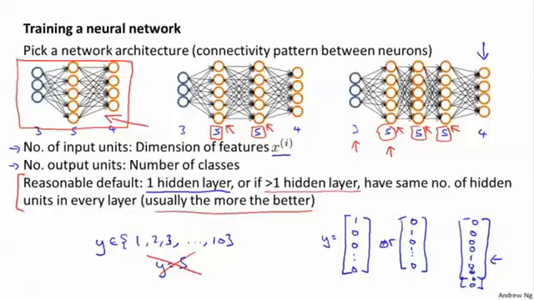But in a later set of videos where I'll talk specifically about advice for how to apply learning algorithms, I'll actually say a lot more about how to choose a neural network architecture. I actually have quite a lot more to say later about how to make good choices for the number of hidden units, number of hidden layers, and so on.